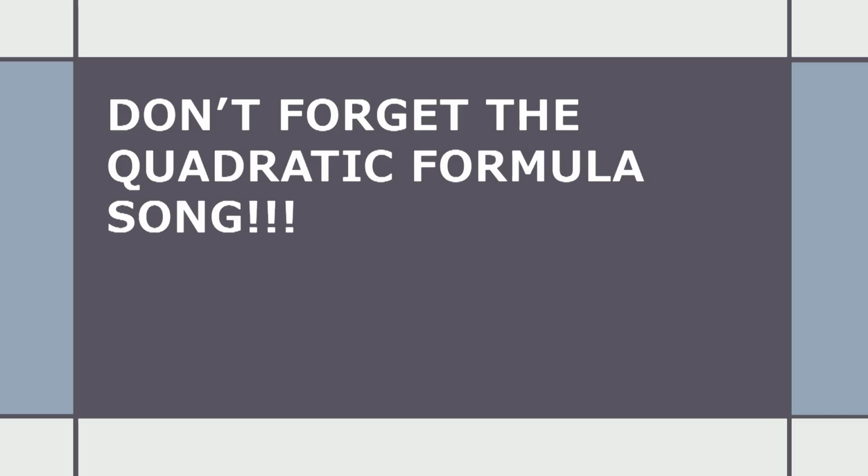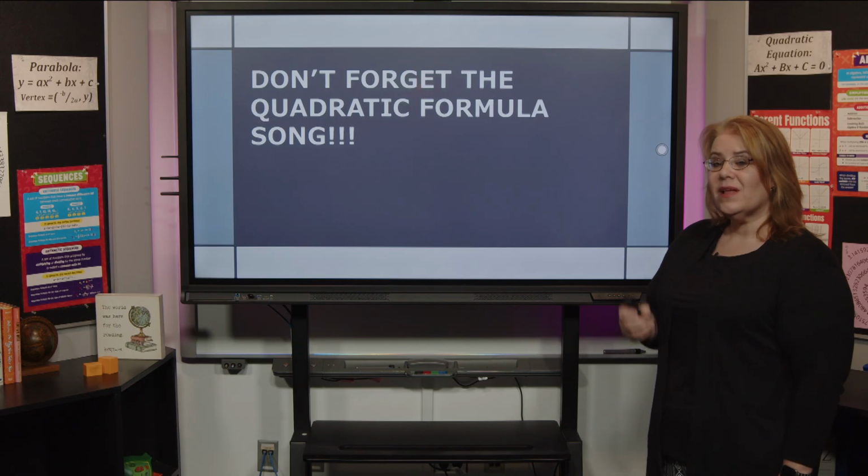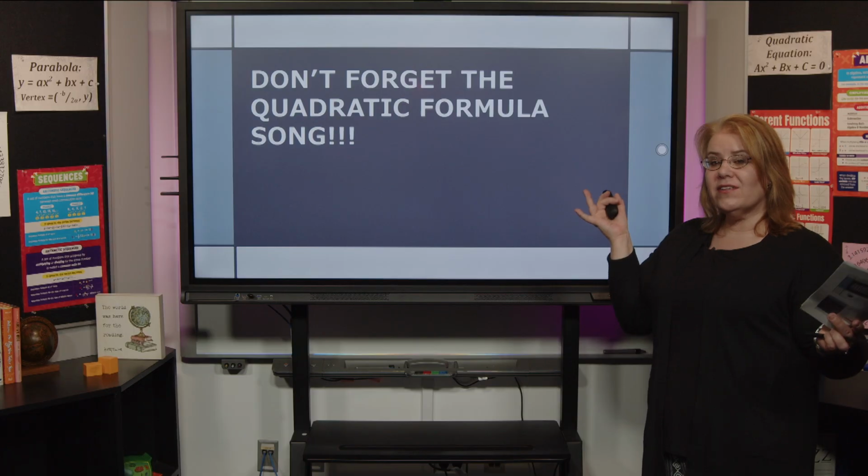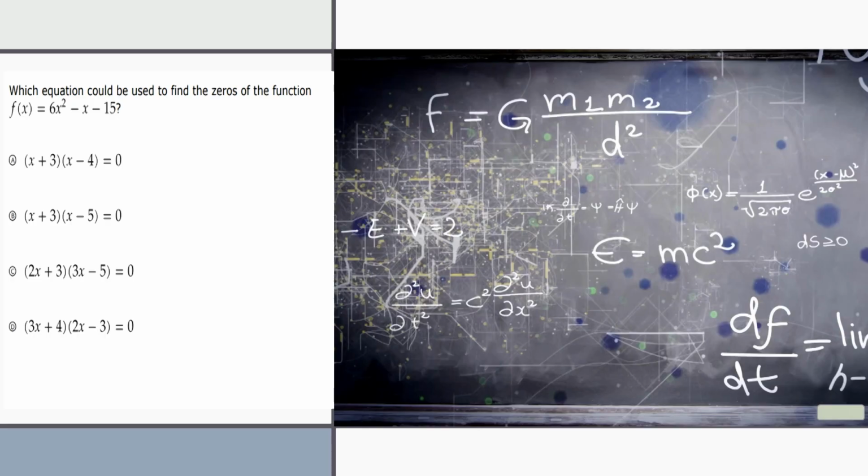Don't forget the quadratic formula song. Opposite of B, plus or minus, let's take the square root, B squared minus 4AC, all over 2A. Here we go. Which equation could be used to find the zeros of the function?